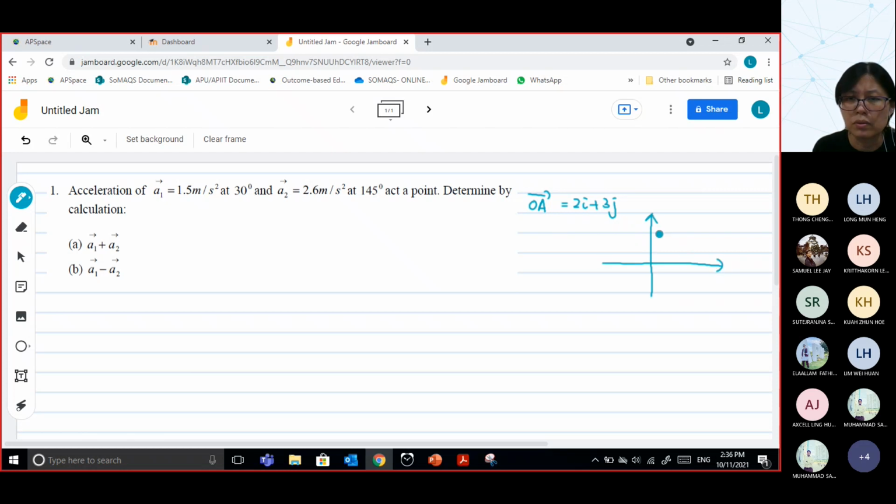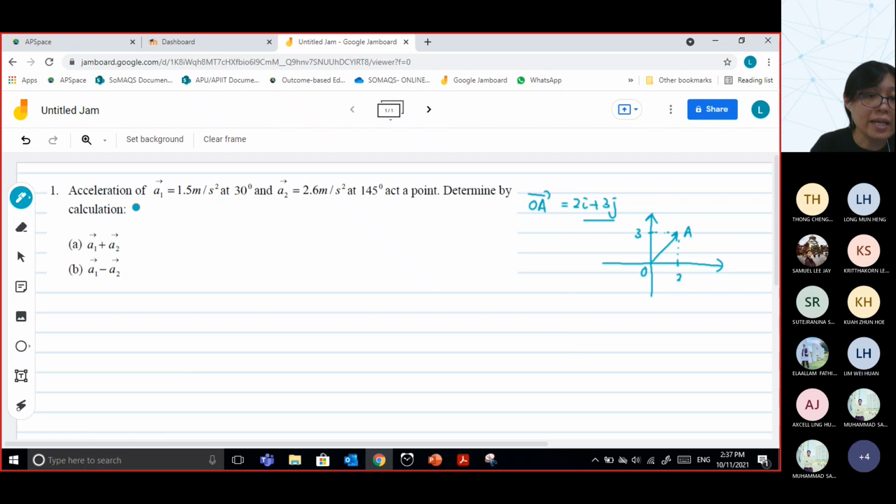Okay, so maybe here is 3, here is 2. So this can be the vector, right? However, if you have your vector in this form, then using some of the methods you used in high school, like the parallelogram and other methods, I think will be fine. Okay, but the vectors given here are not in this form.